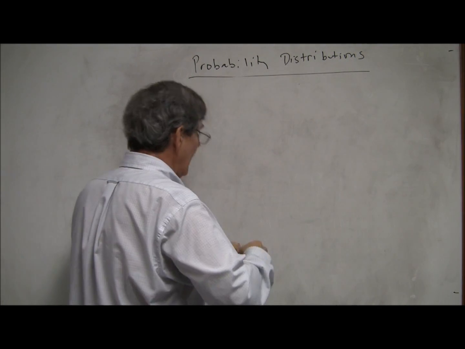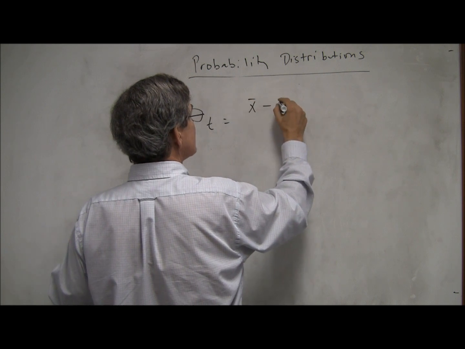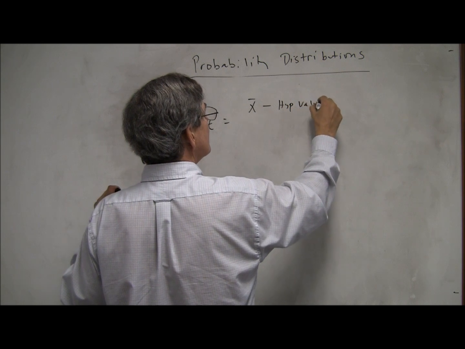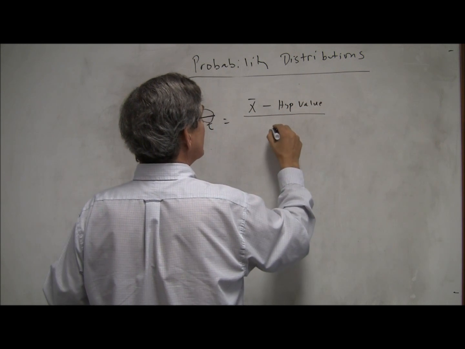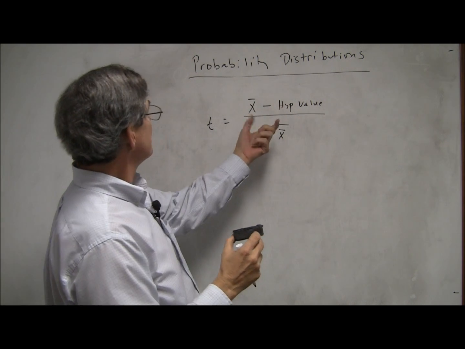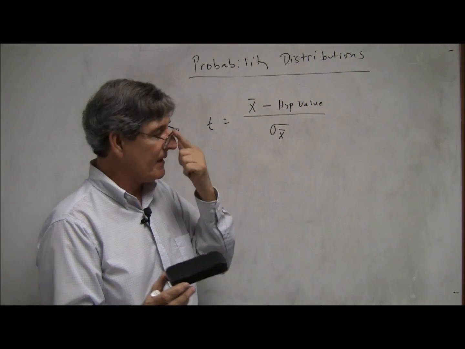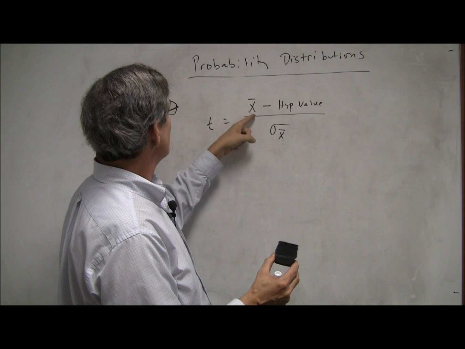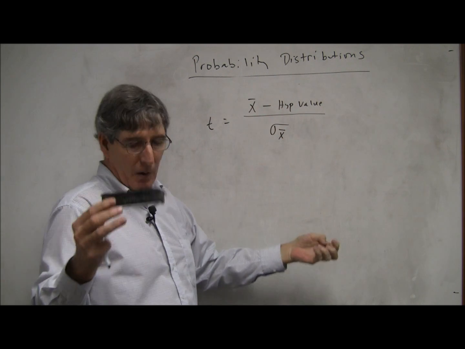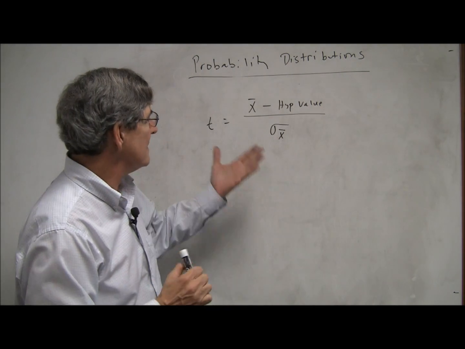Remember, the T was x bar minus the hypothesized value over the standard error of x bar. When these things are close together, this is a really small number. And you say, oh, it's probably true. We're just taking a sample and calculating this. These aren't necessarily going to be equal, but when they get far enough apart, we're going to say, oh, those aren't equal after all. It doesn't look like they're equal.